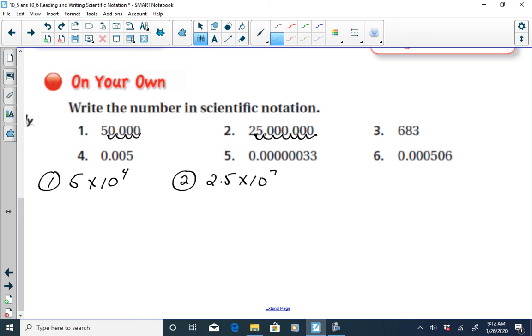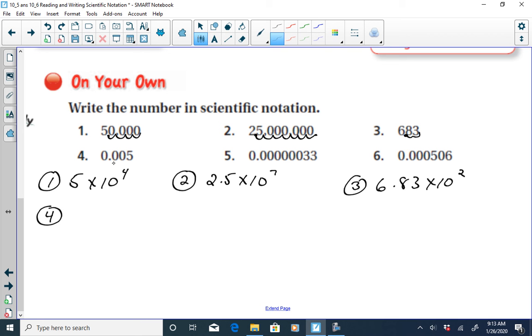Right, 683. Where would we have to locate the decimal point so that we have a number that is greater than or equal to 1 but less than 10? It's got to be here. How many places do we move it? 2. So for problem 3, that's going to be 6.83 times 10 to the second power.